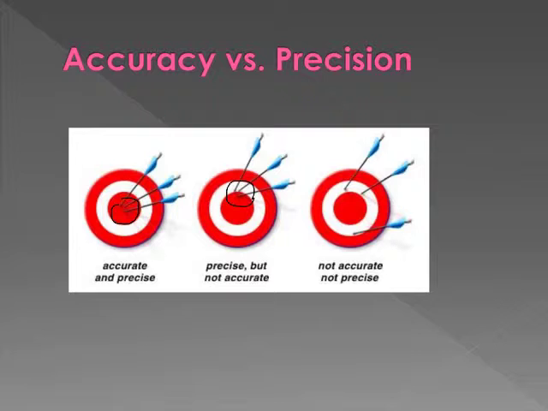And then this is an example of something where we got nothing in the bullseye, and our measurements are really far apart from each other, okay? So that's not accurate or precise. You really want tools that fall in this range.